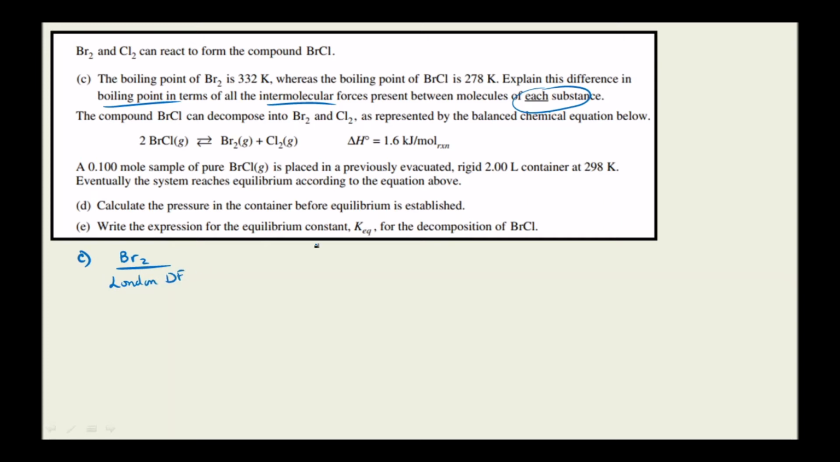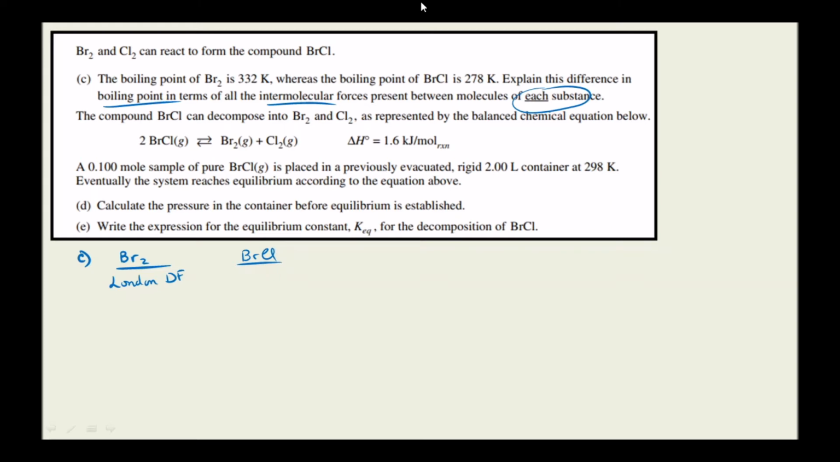There's no permanent dipole in Br2. Both atoms are identical, so there's only possibly temporary dipoles that would be produced, and so the only intermolecular force would be London dispersion forces.